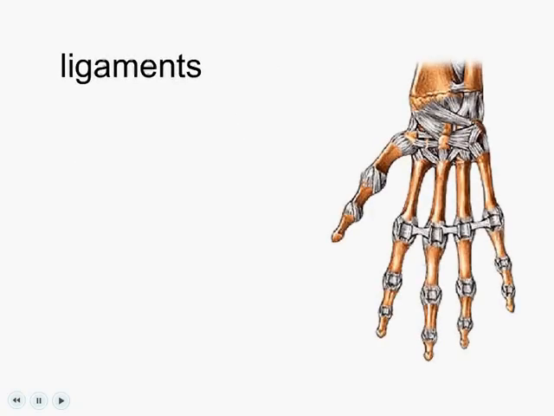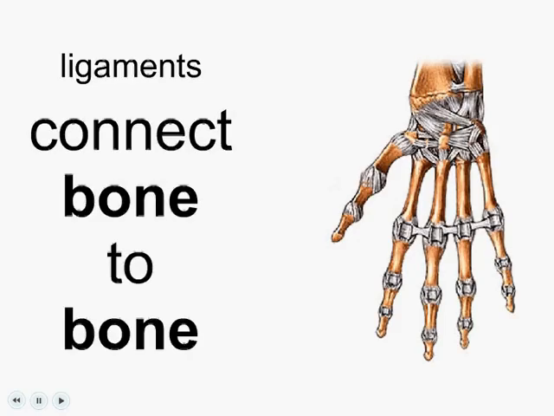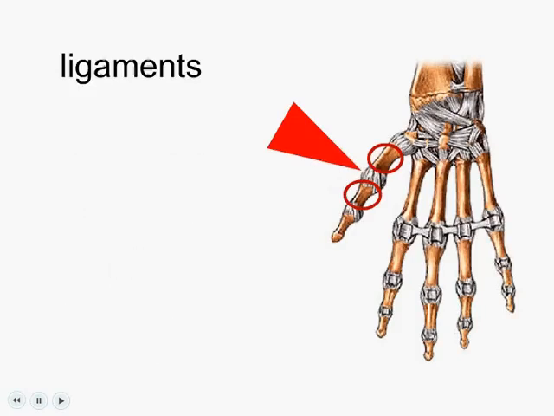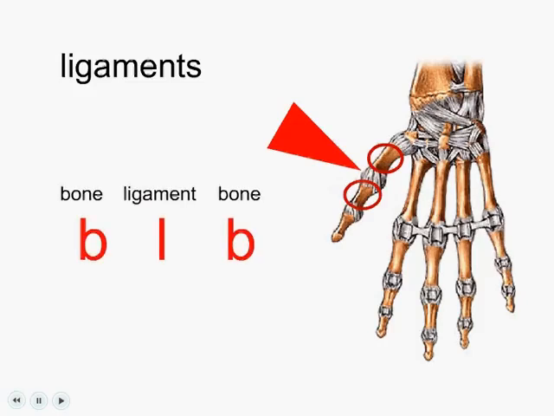Okay. So, ligaments, it turns out, help connect bone to bone. All right, so have a look at this picture of a hand. You see that there's bone right here and bone right here in the thumb. Okay, what's connecting them together? It's a ligament. Okay, ligaments connect bone to bone. Now, one way you could try and remember that is you've got a bone, then you've got a ligament, and then you've got another bone. And that sort of looks like the word blob. Okay? So bone, ligament, bone sort of spells blob.